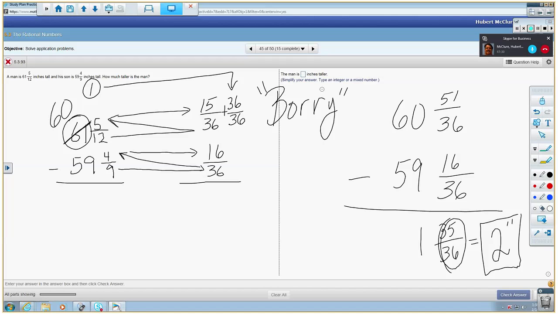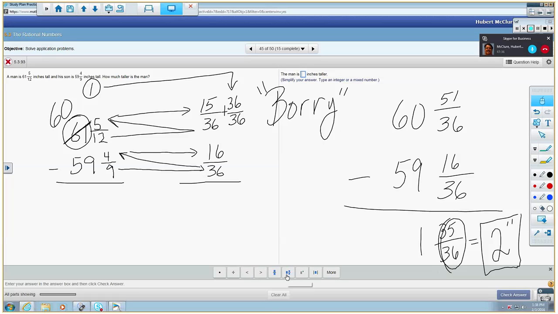So your answer is, you got to hit your mixed number thing right here. 1 and 35 over 36. And I feel good about myself.